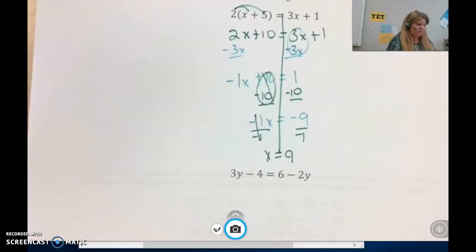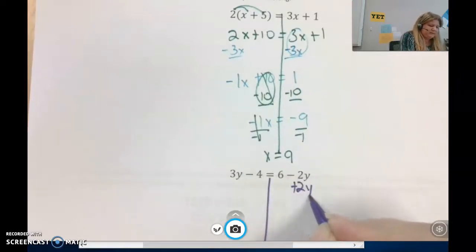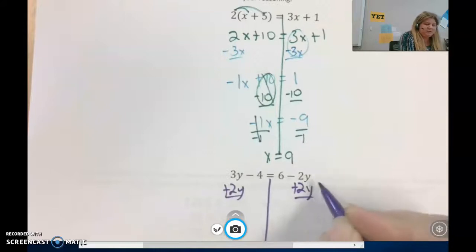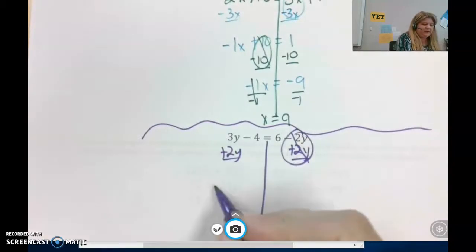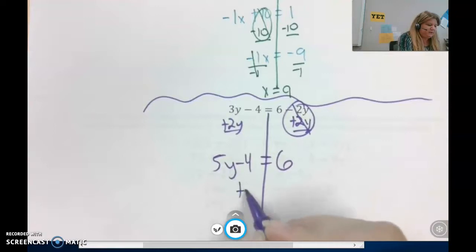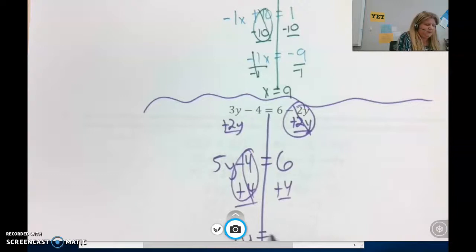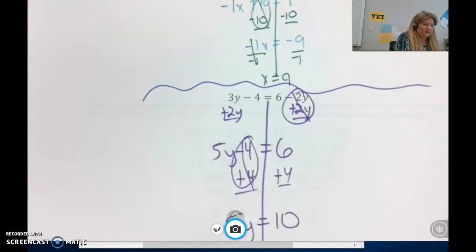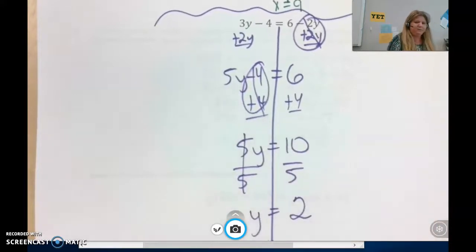Moving on to the next question. There is no distributing to be done here. So I'm just going to go ahead and move all my variables to the left side. I'm going to add 2y to each side. I have to keep this equation balanced. That's eliminated. 5y minus 4 equals 6. Now I'm going to add 4 to each side. That moves the constants to the right side. 5y equals 10. Divide each side by 5, and y equals 2.